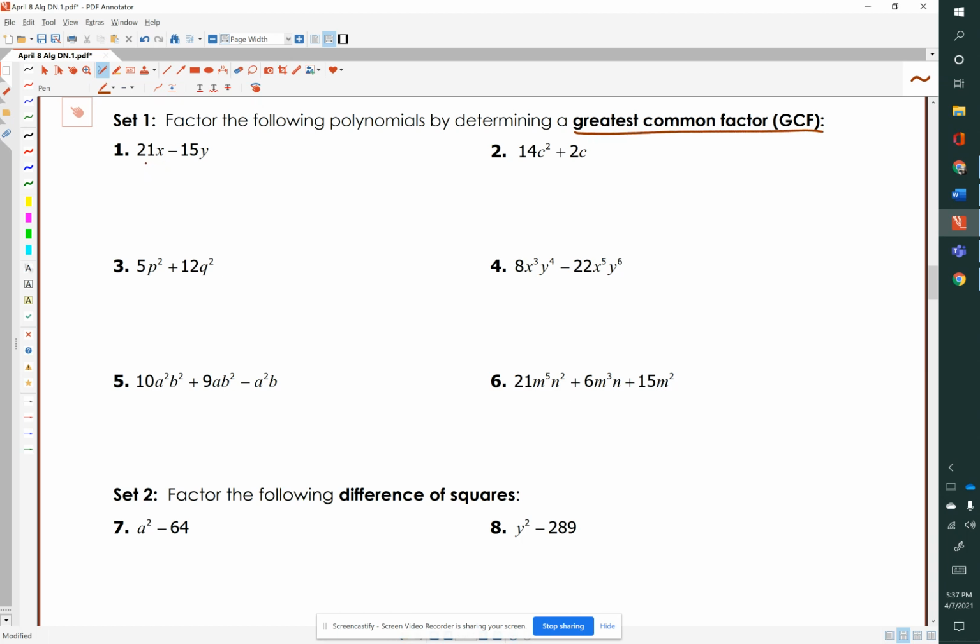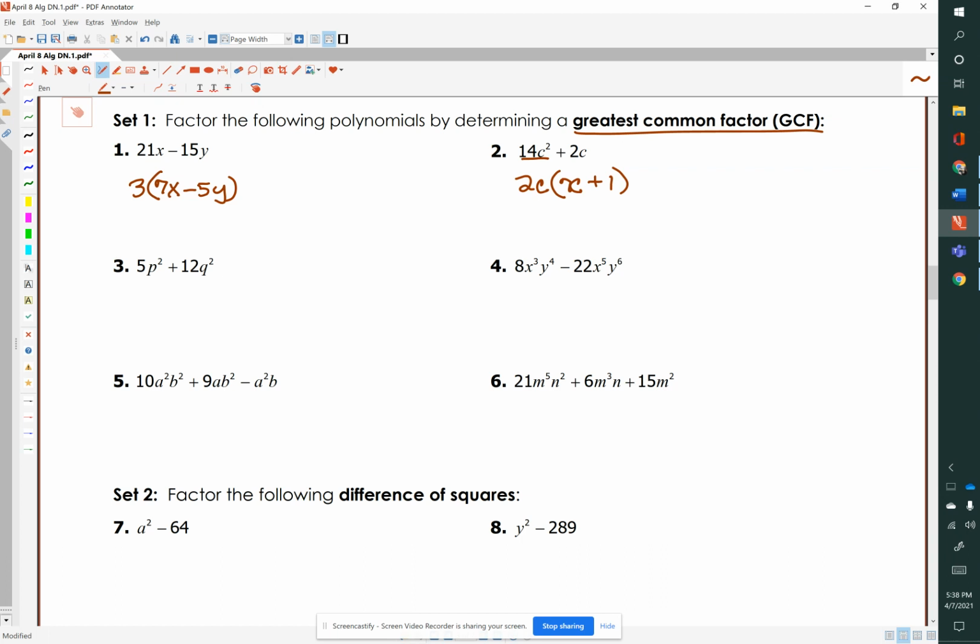So number 1, I have a 21 and a 3, an x and a y. No variable can come out, but the 3 can come out. 21 divided by 3 is 7. We have that x minus 15 divided by 3, 5y. Number 2, I can pull out a c, and I can also pull out a 2. So 2c, 14c squared divided by 2c is 7c. 2c divided by 2c is 1. So try 3, 4, 5, and 6, and then come back to the video and let's see how you did.